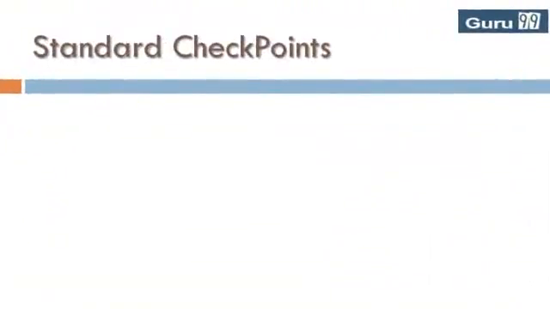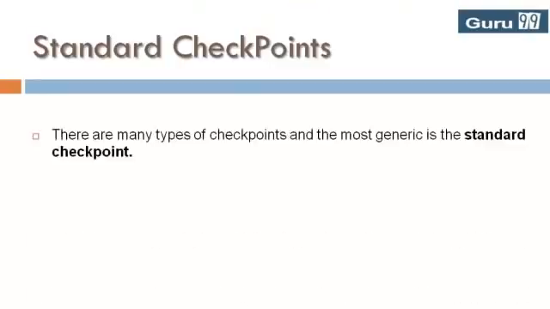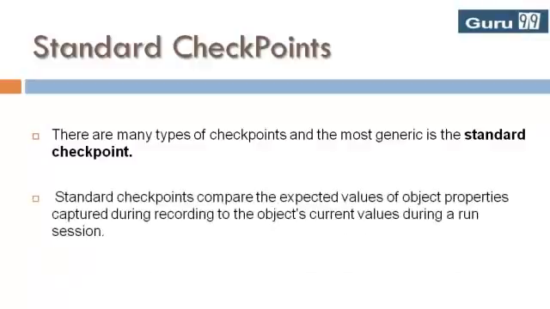What we have just learned is a standard checkpoint. Let's do a quick recap. There are many types of checkpoints and the most generic is the standard checkpoint. Standard checkpoints compare the expected value of object properties captured during recording to the object's current values during a run session.